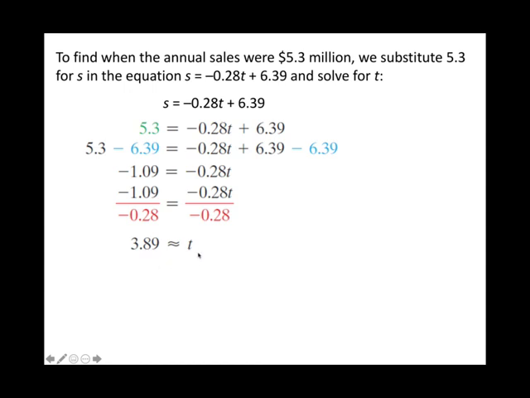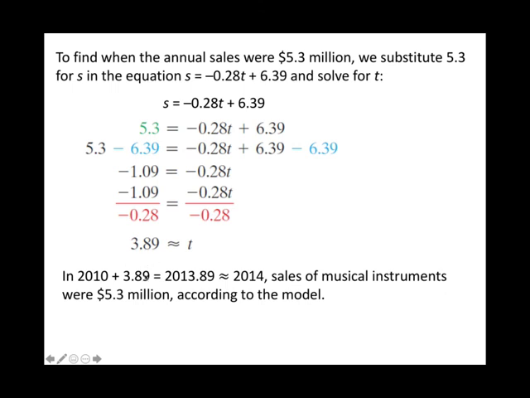And this represents your t, right? Now we need to figure out which year it is when t equals 3.89. So t equals 0 is 2010, so 2010 plus 3.89, you should get 2013.89. So we round up, it's about 2014. So in year 2014, the sales of musical instruments were 5.3 million according to the model. That's it for section 8.3.